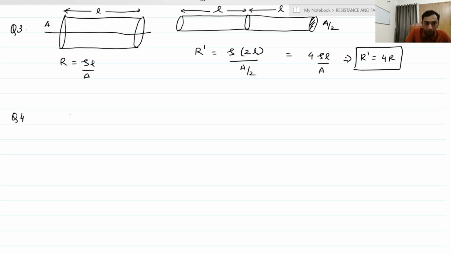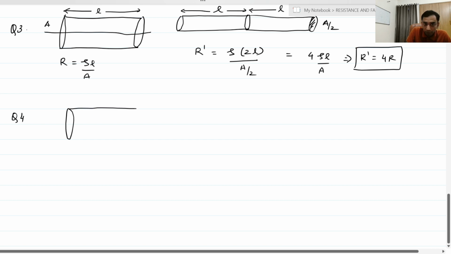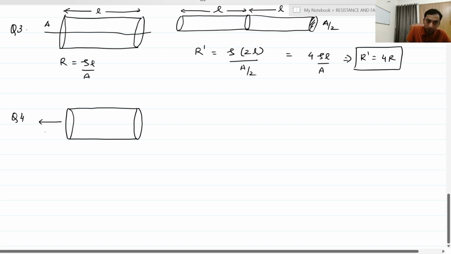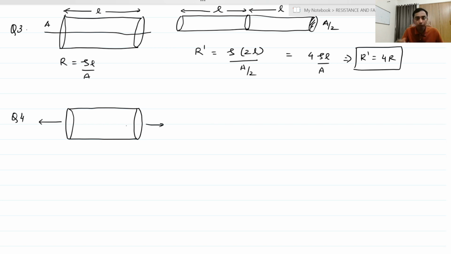Question number 4, you have a rod. Now you are not cutting the rod, right? You are pulling this particular metal rod from both the ends like this. So you are pulling it from both the directions. So if you increase the length, the cross-sectional area will reduce. In the cutting case, it was not like that. Now, since you are pulling the rod, the cross-sectional area will decrease.